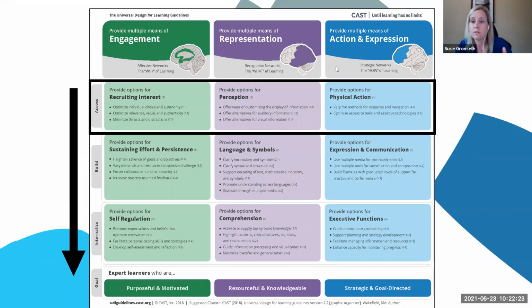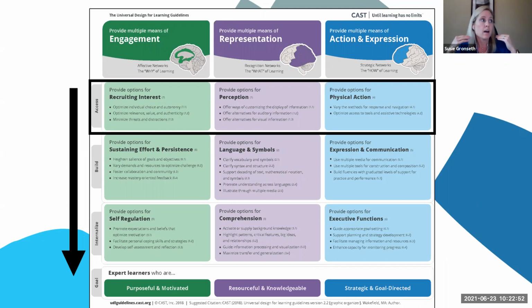At the first level, it's access. And so we can see the guidelines across the access level have to do with recruiting interest, providing options for perception, and providing options for physical action. So this is about, you see accessibility come in. I see a lot of connections with the web content accessibility stuff. So that's at access.